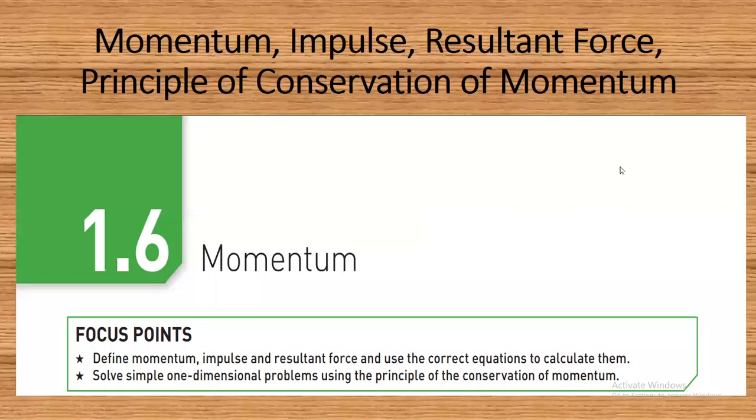So my dear students, we are done with this chapter. For this chapter I have used the book Cambridge O-Levels Physics, written by Heather and Tom Duncan. And we talked about momentum, impulse, resultant force, and the principle of conservation of momentum in one dimension.